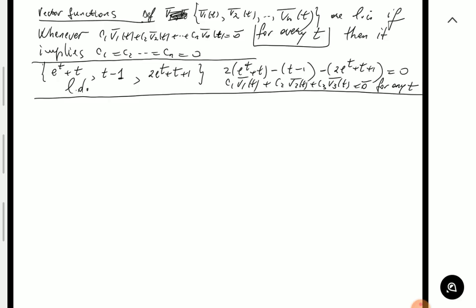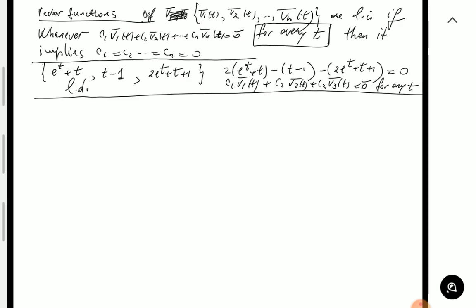Okay, so the idea is that to prove independence, you have to show that C1, C2, C3 must be 0 if the 0 linear combination holds for any t. But the key thing is this for any t, because this allows you to form a system in C1, C2, C3 in order to see that indeed you have only the 0 solution.